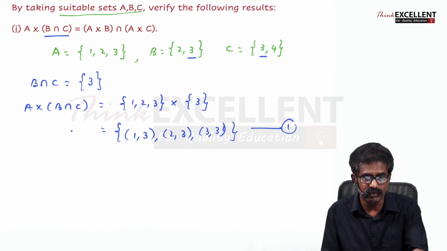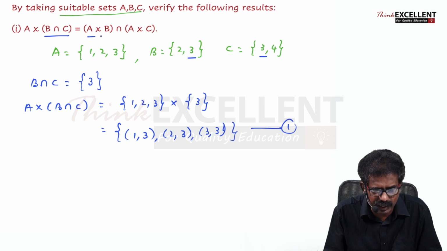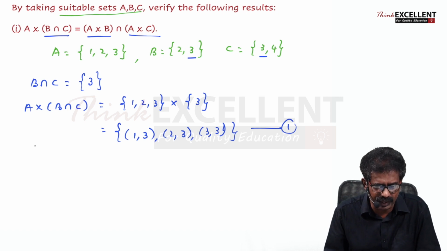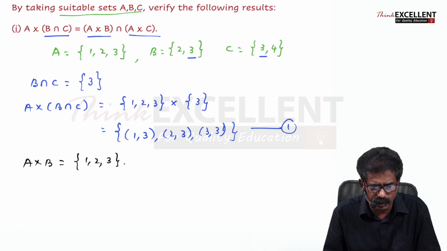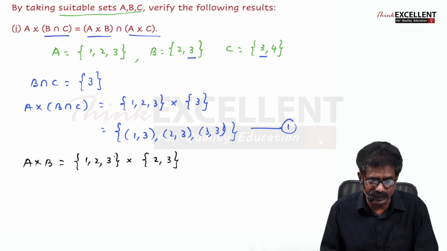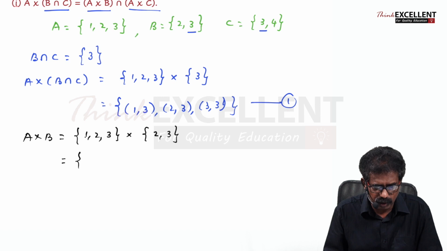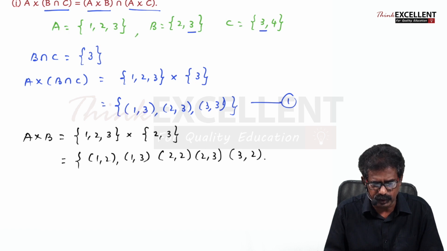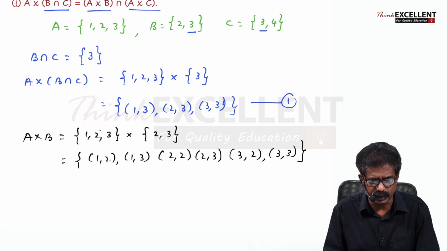Now for RHS, we have to find A cross B first, then A cross C, then take their intersection. So let us find A cross B first. A is {1, 2, 3}, cross B, {2, 3}. How many elements will be there? In A there are 3 elements, in B there are 2 elements, so 3 into 2, 6 elements will be there, right? The first ones are (1, 2), (1, 3), then (2, 2), (2, 3), then (3, 2), (3, 3). That you already studied in the lower classes. This is A cross B.